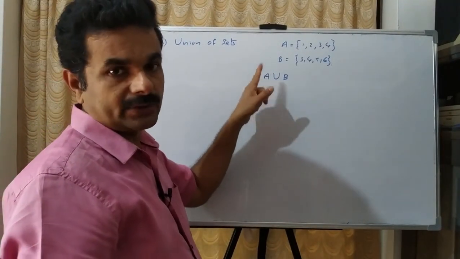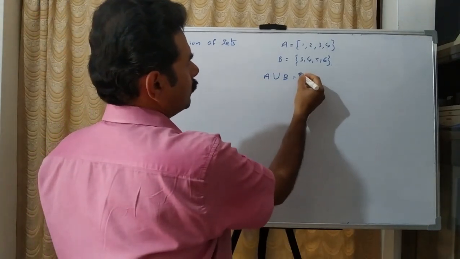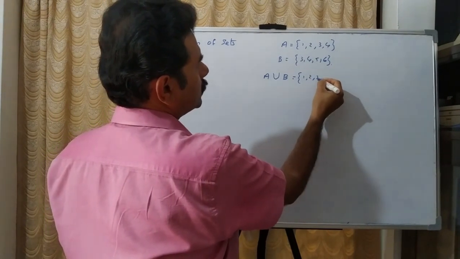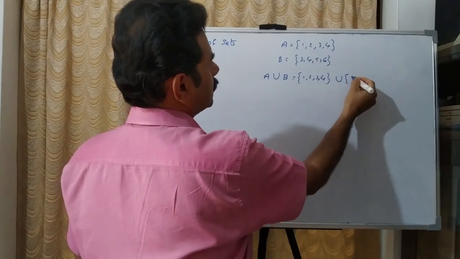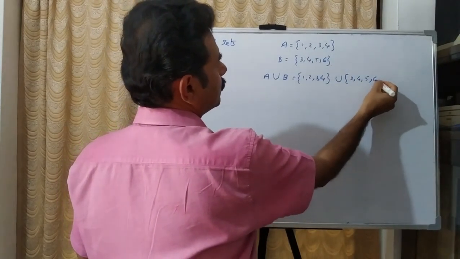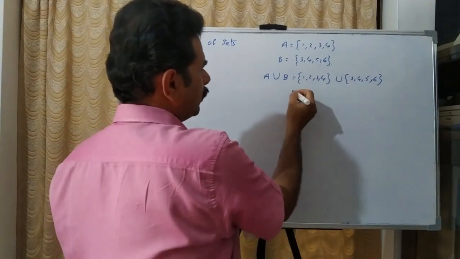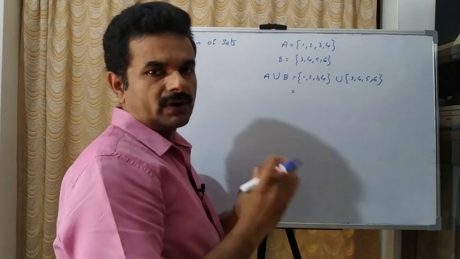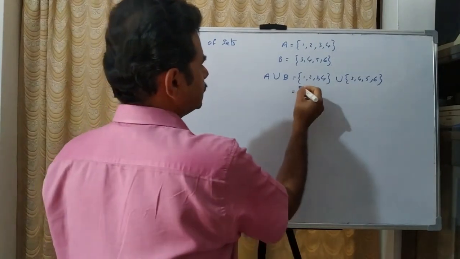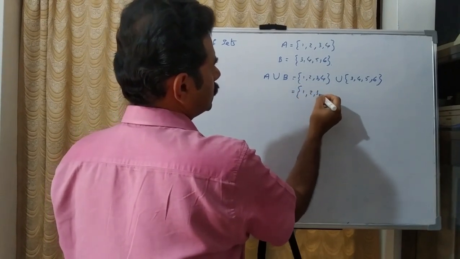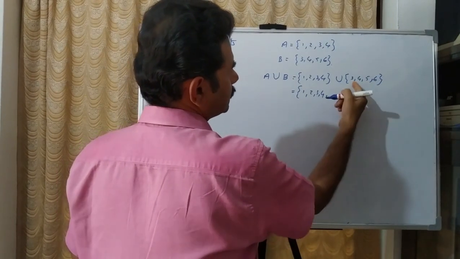It is written as A union B is equal to what is A? {1, 2, 3, 4} union. What is B? {3, 4, 5, 6}. A union B. So by union we mean the joining or combining of these two sets. That is {1, 2, 3, 4}. That is A. Then union {3, 4, 5, 6}.